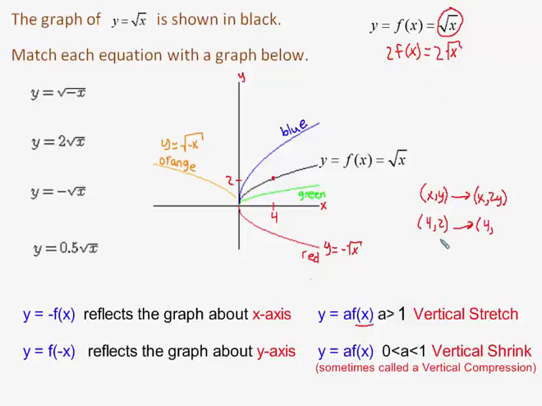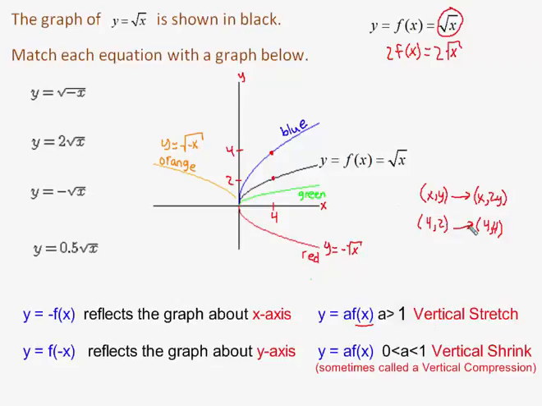So taking the y-coordinate of 2, multiplying it by 2, so my y was 2, I'm doing 2y, 2 times 2 is 4, that's going to make the point (4, 2) get transformed into (4, 4). Notice that the blue graph has y values that seem to be twice as high above the x-axis as the y values in the black graph, and that's because we're vertically stretching it by a factor of 2.